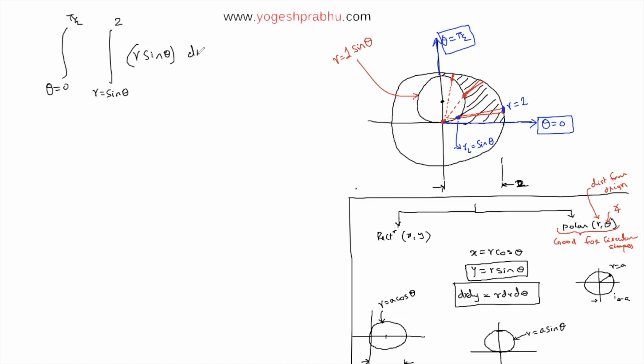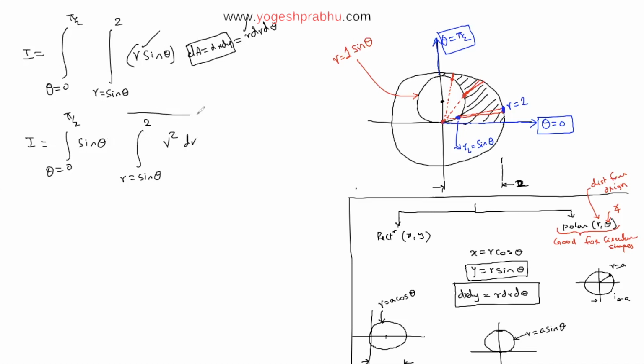r dr d theta. dA is dx dy, which is r dr d theta. Yes or no? Yes. So this is the integral now. Now which one will you evaluate first? r, dr. Perfect. Theta goes from 0 to pi over 2. I will keep sine theta outside. The integral of r will go from sine theta to 2. This will become r and r square, r square dr and d theta.